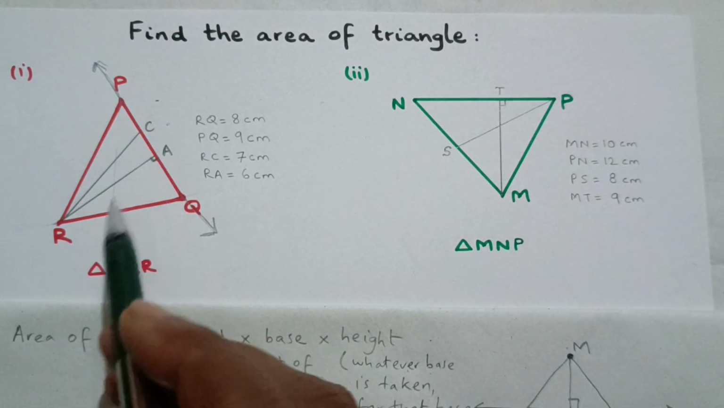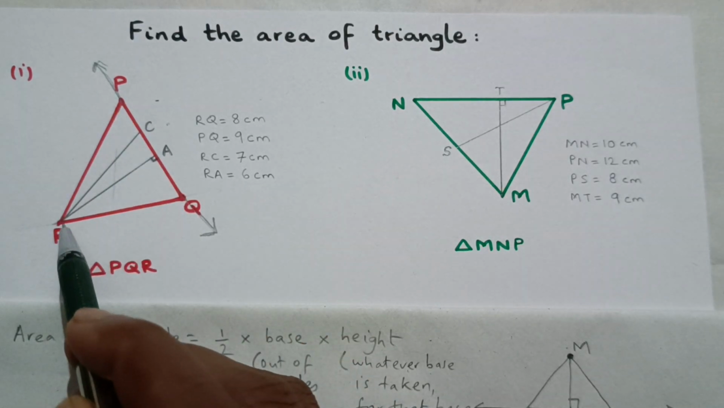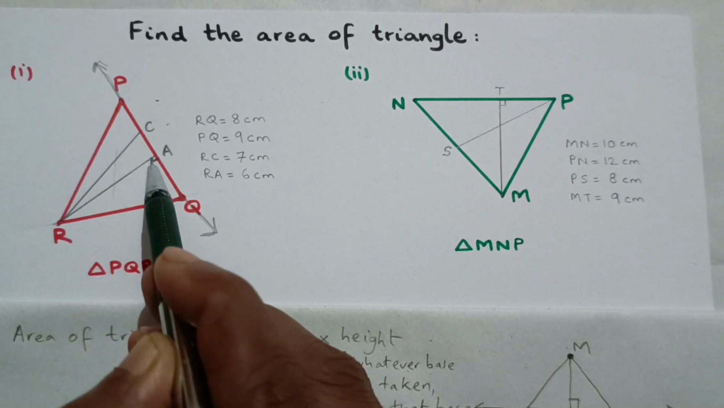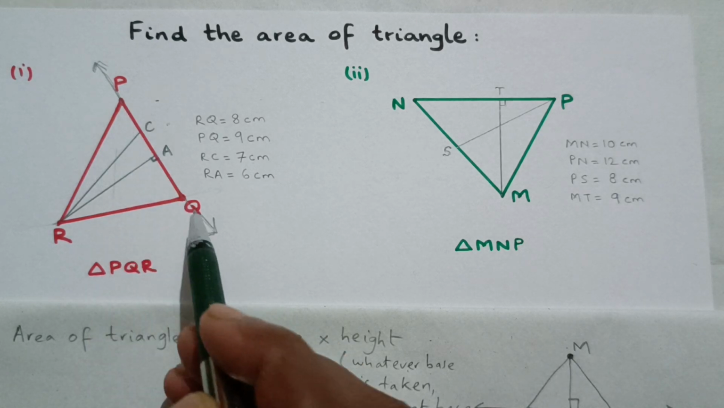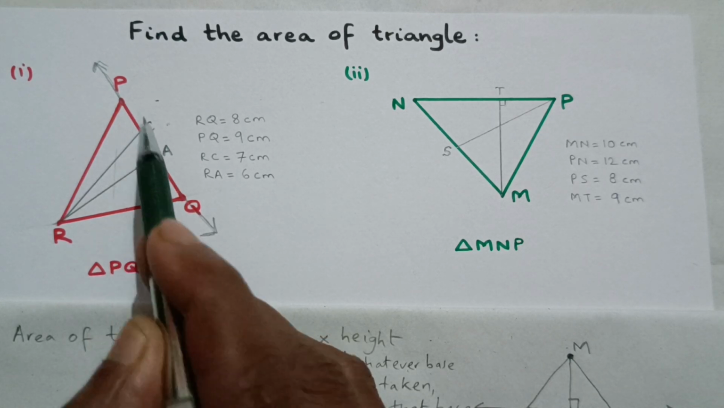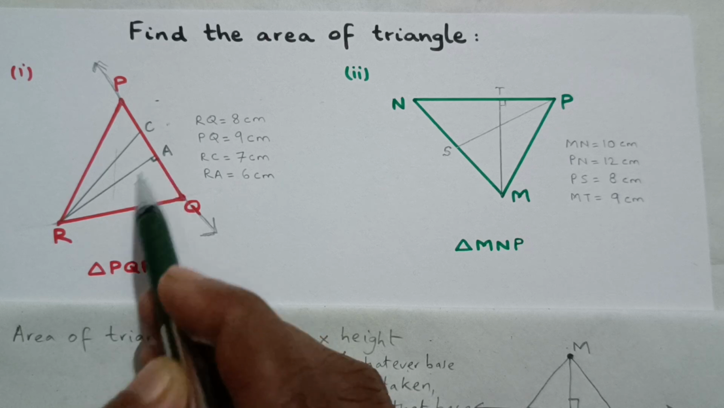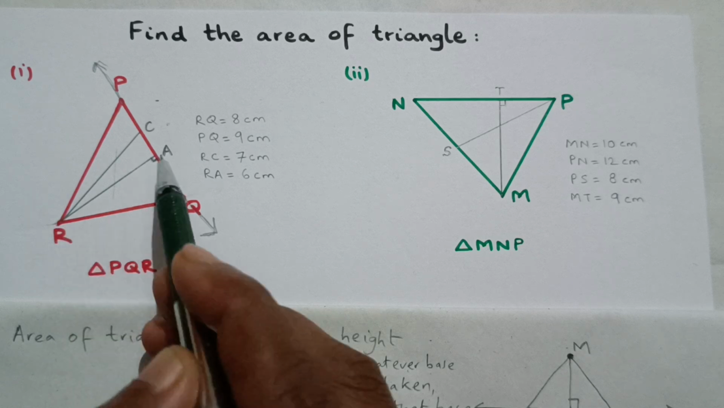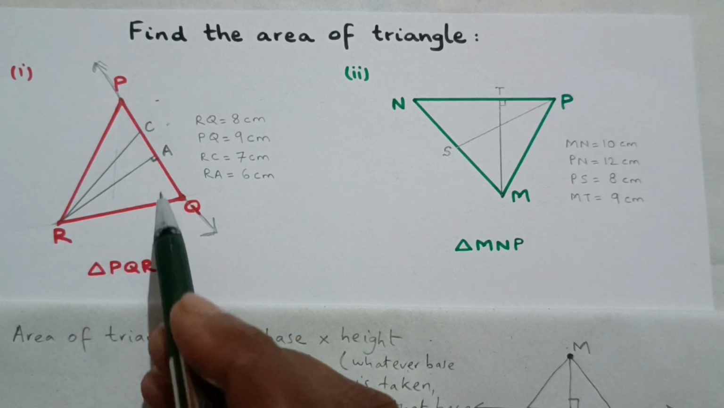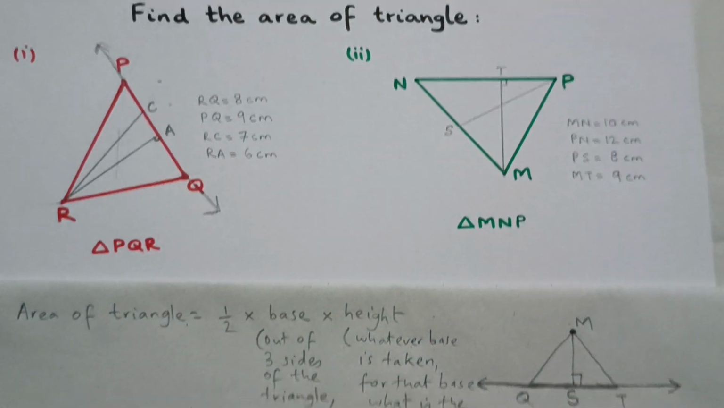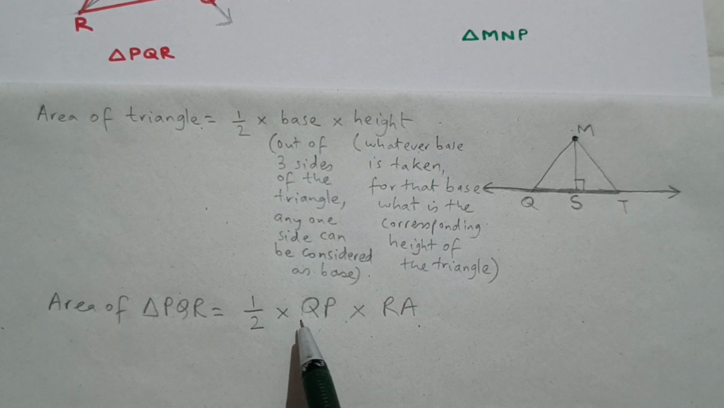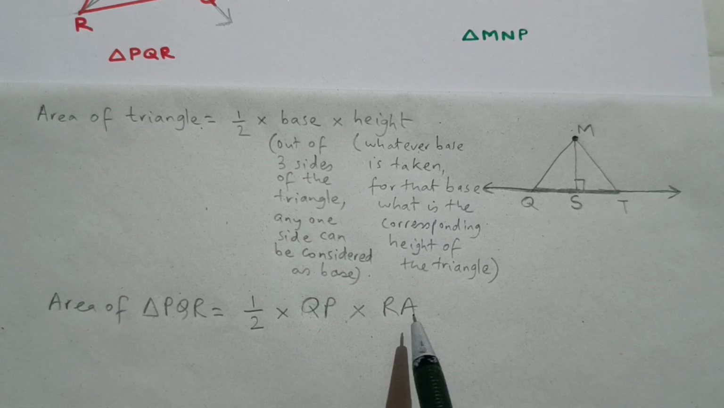So for QP, the opposite vertex is R. From the opposite vertex R, this is the line segment which is drawn. It meets PQ at A, and it meets PQ at an angle of 90 degrees. So RA is perpendicular to PQ. So RA is the height for PQ or QP, the height for the base QP. So half into QP into RA. If we solve this, we can find the area of triangle PQR.